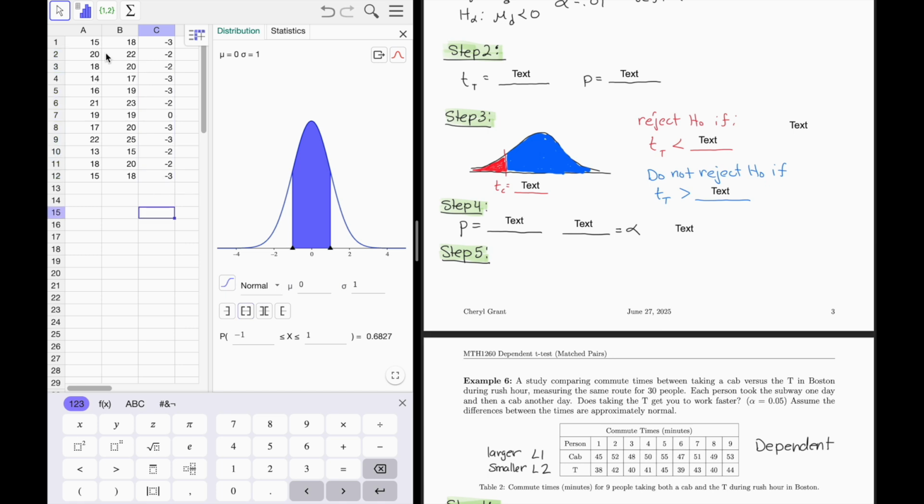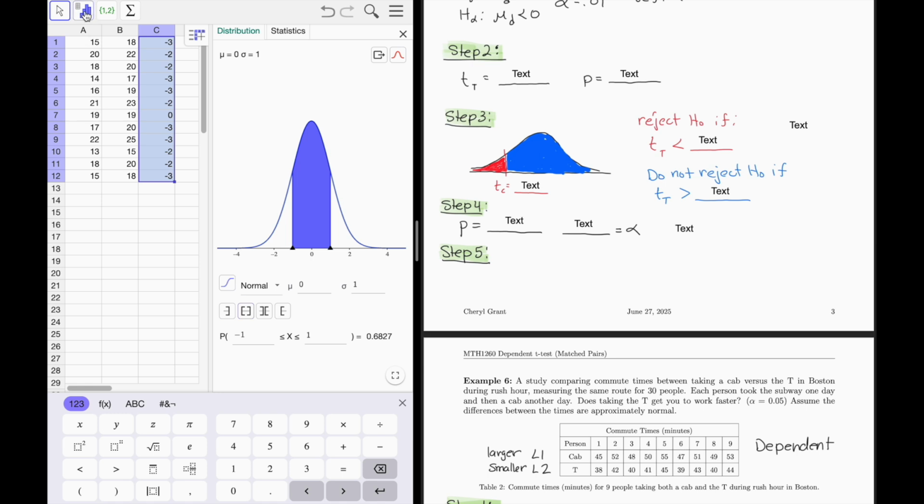So we have 15 minus 18 is a negative 3. We have 20 minus 22, that's a negative 2. 18 minus 20, that's a negative 2. So if you do a quick spot check, you can make sure that it works. And so now we need to run a t-test on this data, the set of differences. So I'm going to highlight these values, and I want to figure out what those statistics are. We need the mean and the standard deviation and all of that.